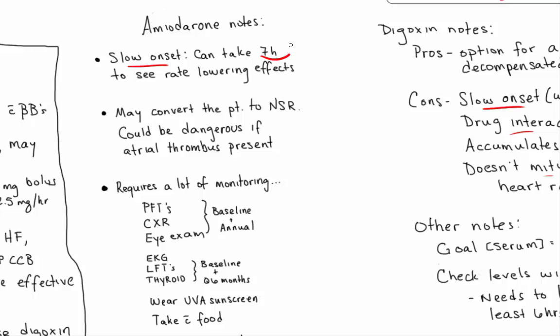Some notes on amiodarone: it's got a very slow onset, even slower than digoxin. It can take up to 7 hours to start to see rate lowering effects, which again is an eternity to wait with a patient with acute AFib with RVR that's tacking away, and in the back of your mind you're wondering if that patient's going to decompensate at some point and go pulseless. So this does take a long time. So you can see why it's not a great option for initial therapy. The other thing is that it could potentially convert the patient to normal sinus rhythm, which is dangerous if the patient has an atrial thrombus, because that can embolize and cause a stroke, which isn't good in any book.